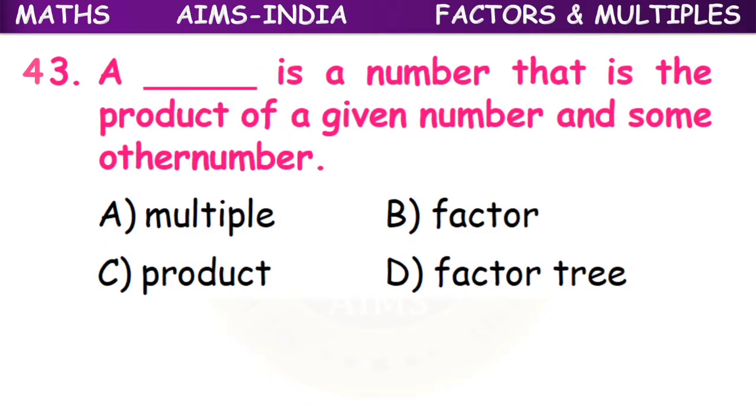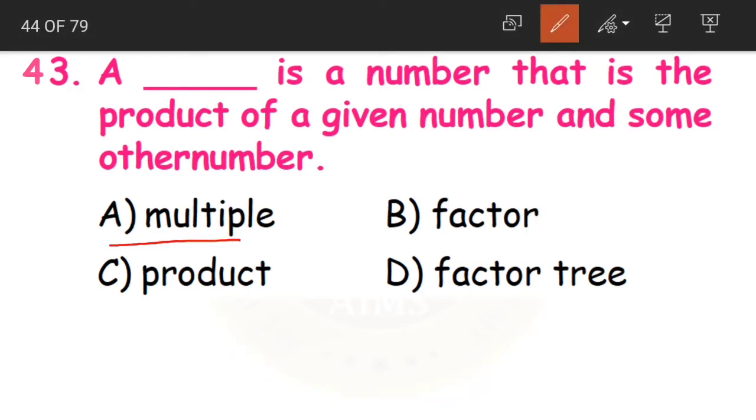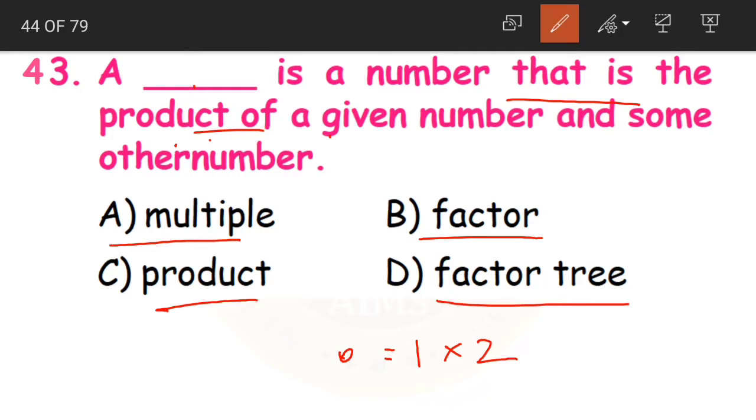Next, a dash is a number that is the product of a given number and some other number. Option A multiple, B factor, C product and then D is factor tree. What are they saying? A dash is a number that is the product of a given number and some other number. We are having a number and how did we get it? By multiplying numbers, say 1 and 2. When we multiply 1 and 2, the product will be 2. Now what is it called?